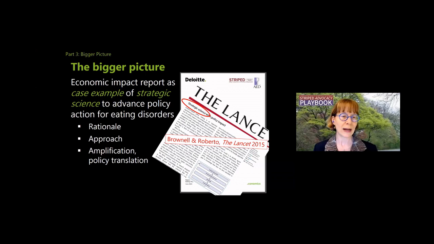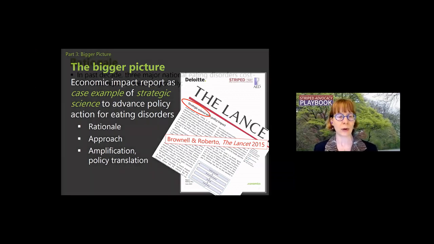I'm going to walk you through the rationale for the report, the approach we use, amplification and policy translation, how we folded all of that into our work around the report.